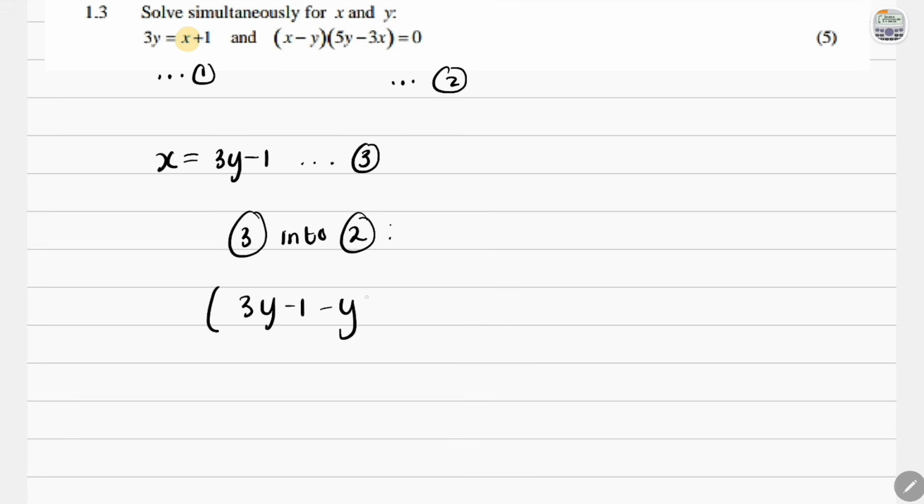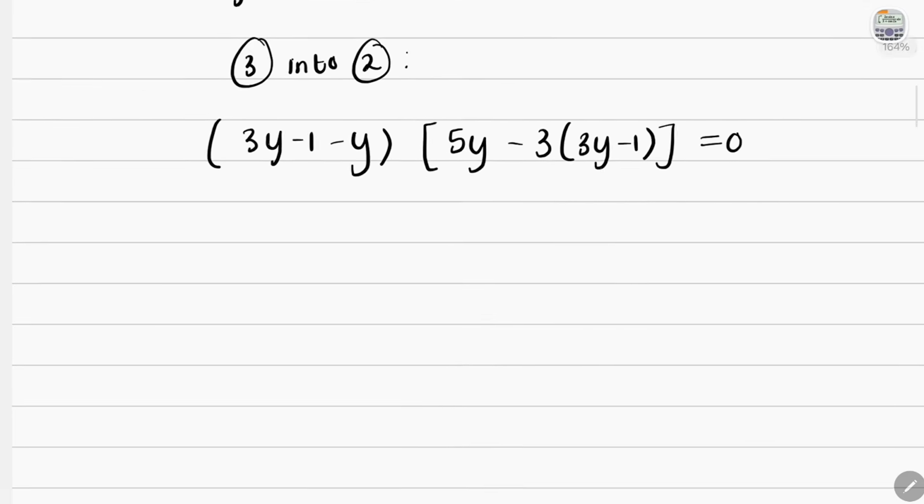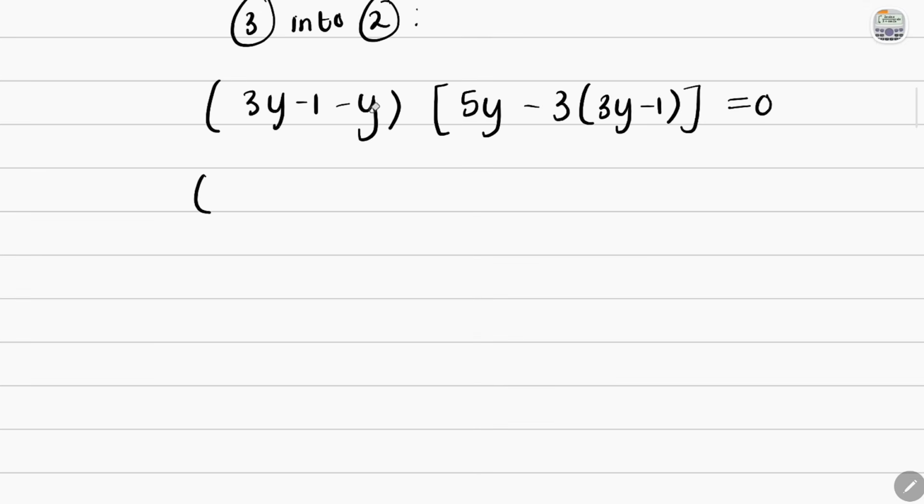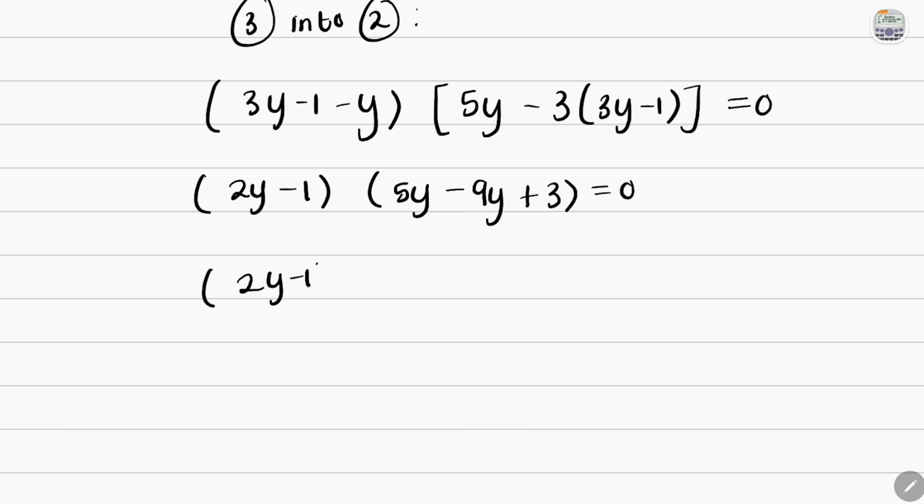Okay, so that is x, and that's 3y minus 1. And then we have minus y, multiplied by 5y minus 3, and then x, so 3y minus 1, is equal to 0. Let's just simplify. So this is going to be 3y minus y, which is 2y, and then minus 1. And here we have 5y, and this multiplies in to become negative 9y, and then positive 3 is equal to 0. Just simplify further, and they would subtract to become negative 4y plus 3 equals 0.